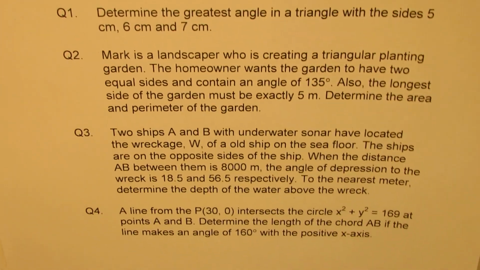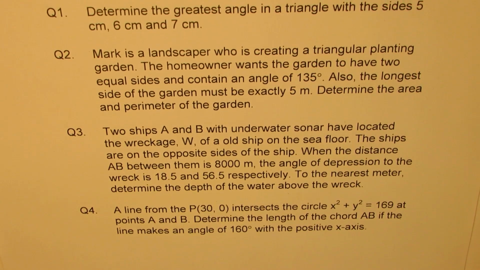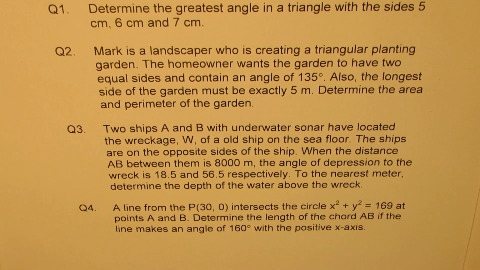Question number 4. So let me just push this page a bit. A line from the point P(30, 0) intersects the circle x square plus y square equals 169 at points A and B. Determine the length of the chord AB if the line makes an angle of 160 degrees with the positive x-axis. I'd like you to pause the video, answer these 4 questions, and then look into my suggestions.